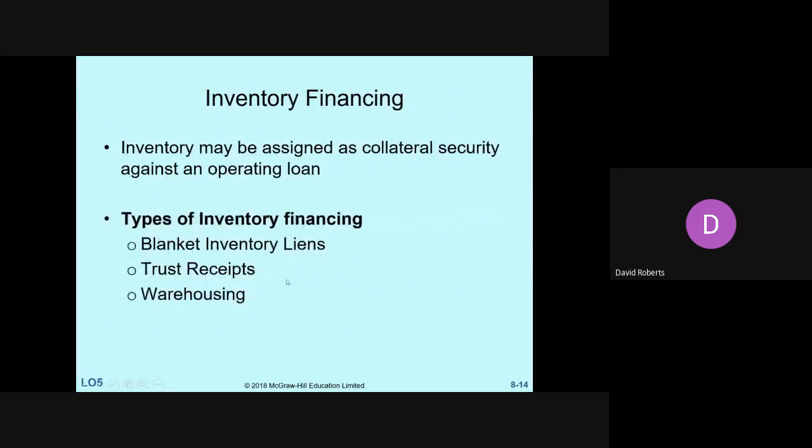So inventory is used as collateral. It's like AR, they're just called different things. Blanket inventory, which is just overall, they don't have, it's very specific to its particular inventory item. And that's the end of chapter 8. And we'll move on to doing some calculations.